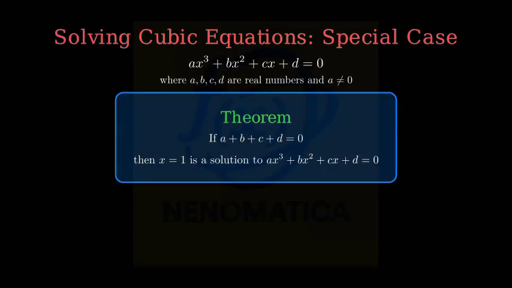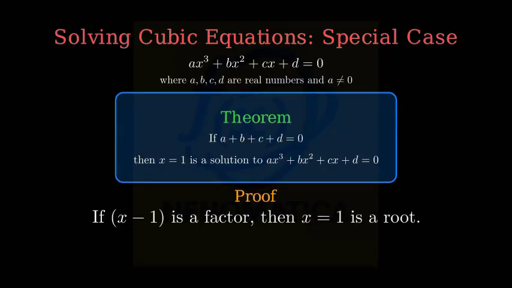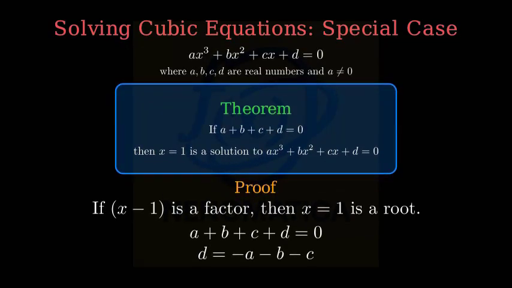Let's prove this theorem. If we divide the cubic equation by x minus 1, we should get a quadratic equation. If the division works without a remainder, then x equals 1 is a root of the cubic equation. First, let's use the condition that the sum of coefficients is 0. This means that a plus b plus c plus d equals 0, which we can rearrange to d equals negative a minus b minus c.